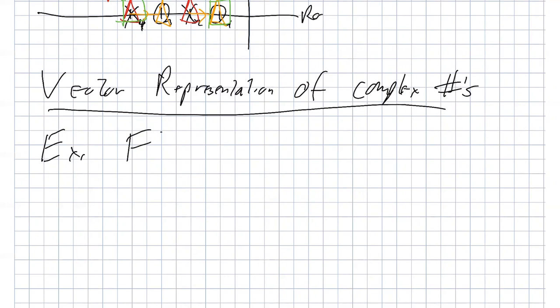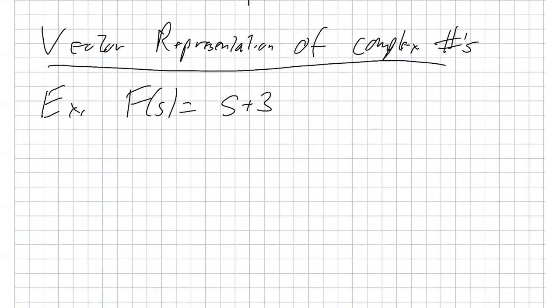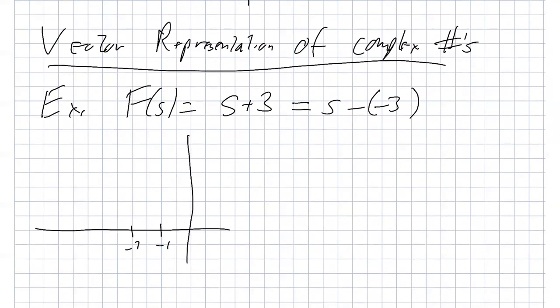So f of s is equal to s plus 3, which we can write as s minus (-3), right? Let's draw this. So we have -1, -2, -3. And then we have j1, j2, j3. All right, so f of s has a zero at -3. That is, I get a 0 here at -3.